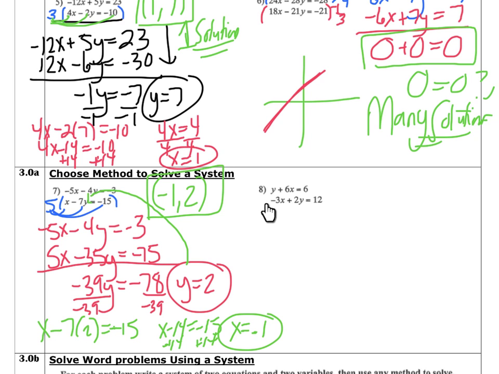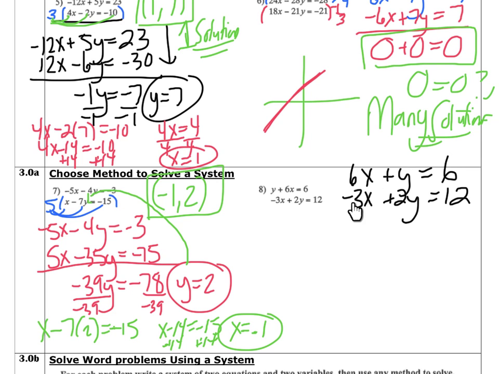Let's look at this next one. Linear combination works quite well for this too, but you have to be careful. They're not lined up. So I would first rewrite this system so the x's and y's are lined up. So let's do 6x plus y equals 6. Then negative 6x plus 2y equals 12. Now on here we can either get rid of the x's or the y's. Let's choose to get rid of the x's in this case.